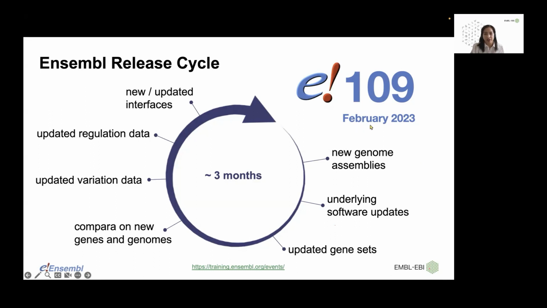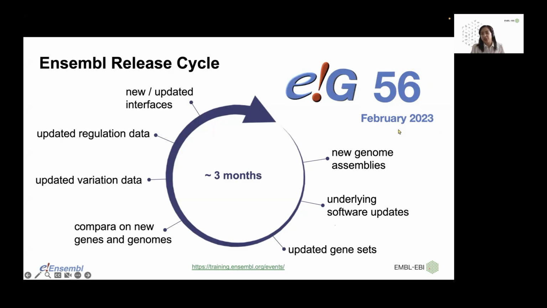The current release is 109. So this was published back in February 2023. And this is for the Ensembl main site. And Ensembl 110 is expected to be released around the end of May. For the Ensembl Genomes site, because it is a little younger than the main site, the release number is different. So for the Ensembl Genomes site, the current release is 56, published back in February 23. And the next release, 57, is also expected end of May.